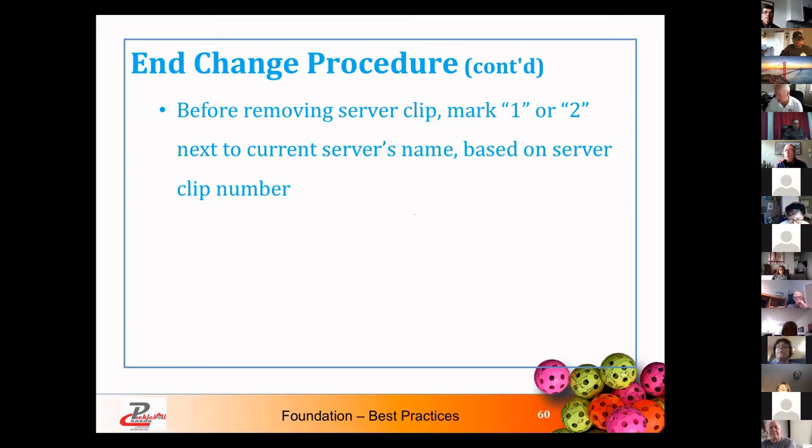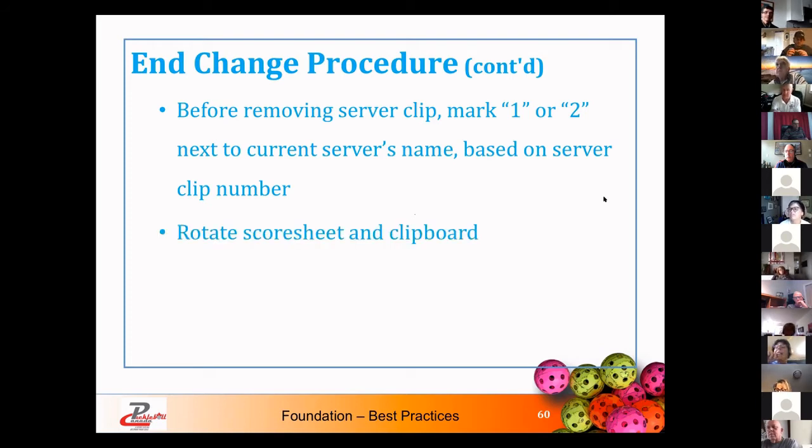Okay, easy little thing, but nice little procedure to have, because, and I've done this, I've taken the clip off and I'm going, oh my crap, who was serving? And you know, you have to sort of wait and you look and you got to straighten it out with them, and that's always embarrassing. So you want to make sure you know what you're doing before you do it.